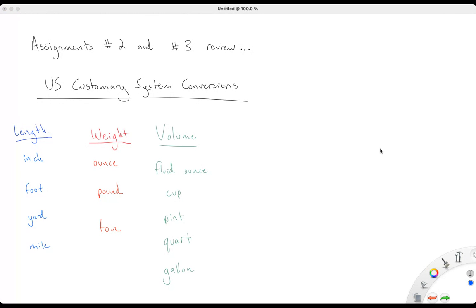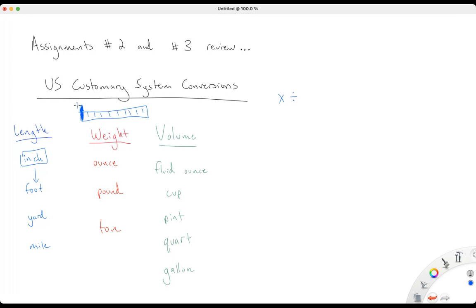And what we need to do to convert is either multiply or divide by a specific value, depending on which direction we're going. So if we're converting from inches to feet, if we look at a ruler, there's 12 inches on a ruler. One inch is roughly this long. The length of an inch is roughly this long, according to this ruler.